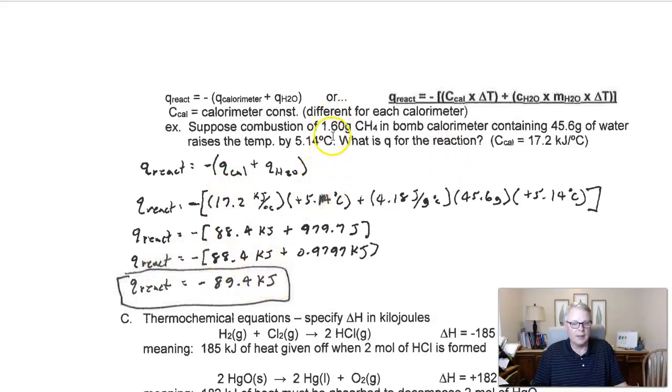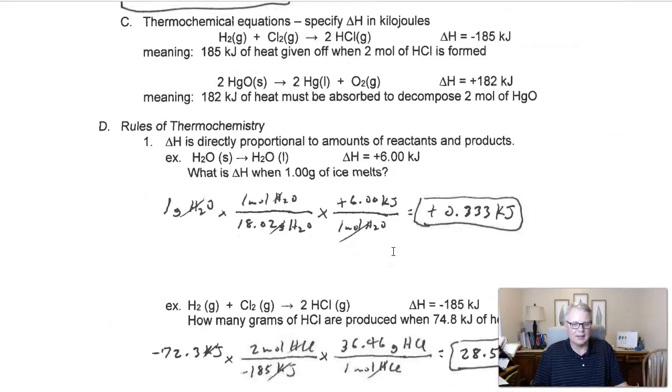You say, okay, well, I know for every 1.6 grams of methane I burn, 89.4 kilojoules of heat is given off. Use that as a factor to determine how much for 1 mole. So start with 1 mole, go to grams, and then use this many grams gives me this much heat to get to kilojoules. And that gives you kilojoules per mole. Rewind that if you didn't catch all that. But sometimes they like to do that. They'll put a calorimetry problem and a stoichiometry problem in the same problem. See if you can do them both. All right?